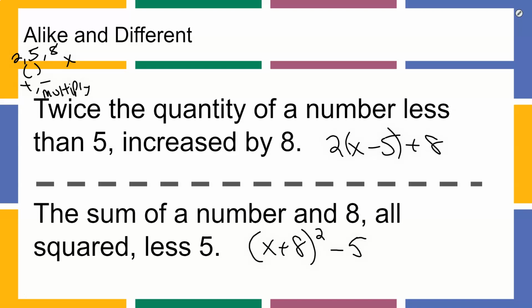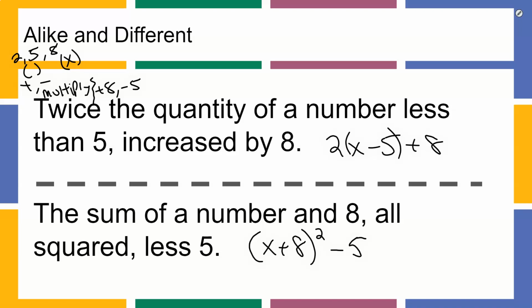Anything else? Any other similarities? X in parentheses. Okay, so I can specify that. X is in the parentheses. They both have X and it's in the parentheses. We could have chosen different variables. It wouldn't matter. So they both have a negative 5 and a positive 8. Okay, so even though they have the same numbers and they're both adding and subtracting, they're both adding 8 and subtracting 5.